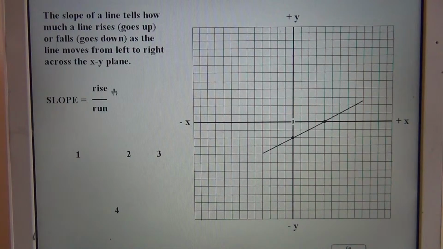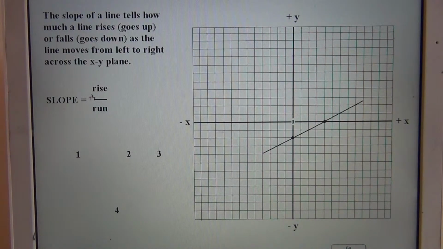The way I remember that rise is on top and run is on the bottom is if I were to put these words in alphabetical order, rise, because it's R-I, would come first, so that goes on the top. Run would come next, would be second, because it's R-U, and I comes before U in the alphabet.